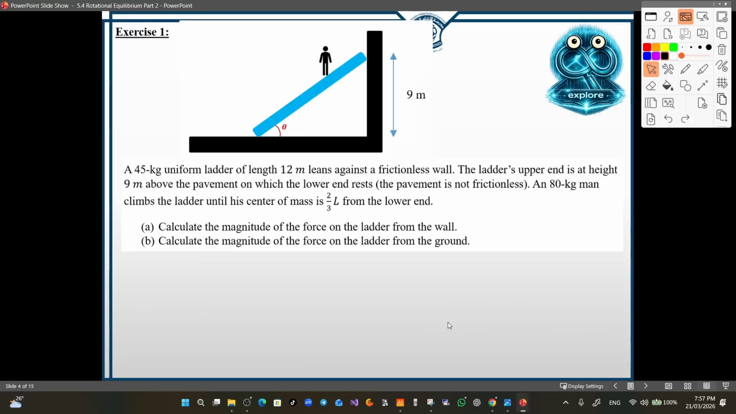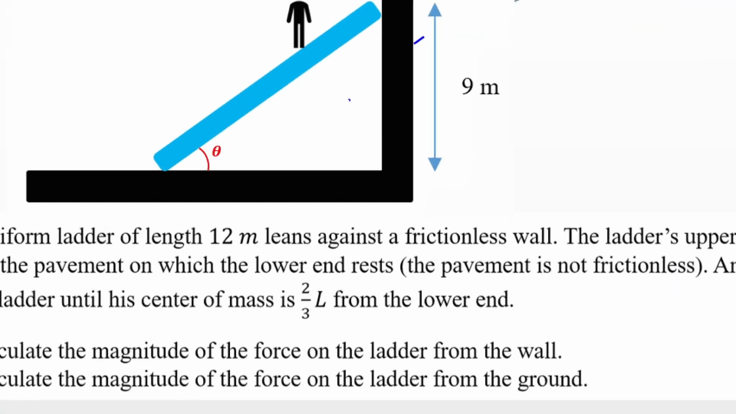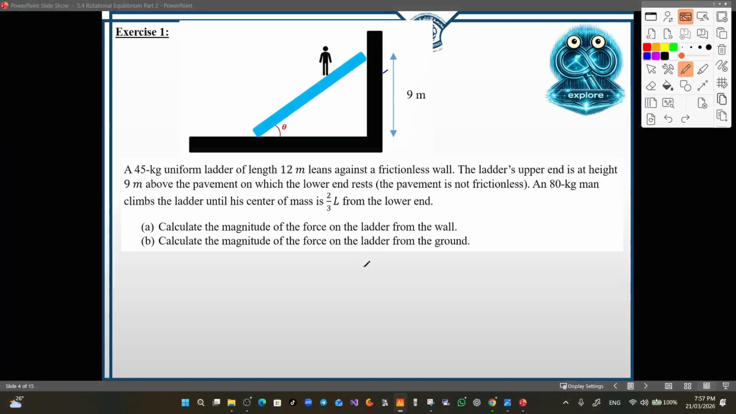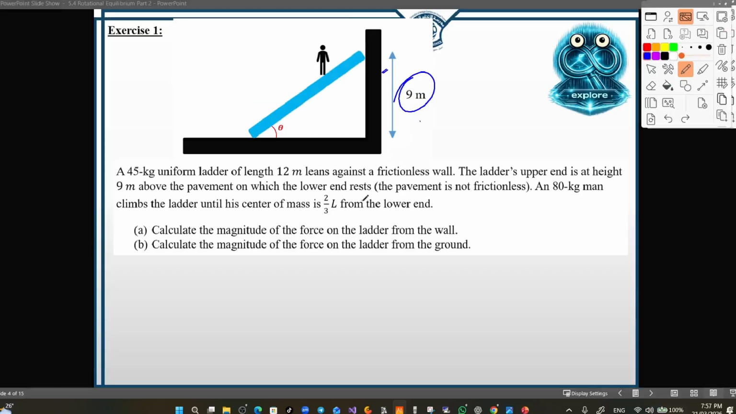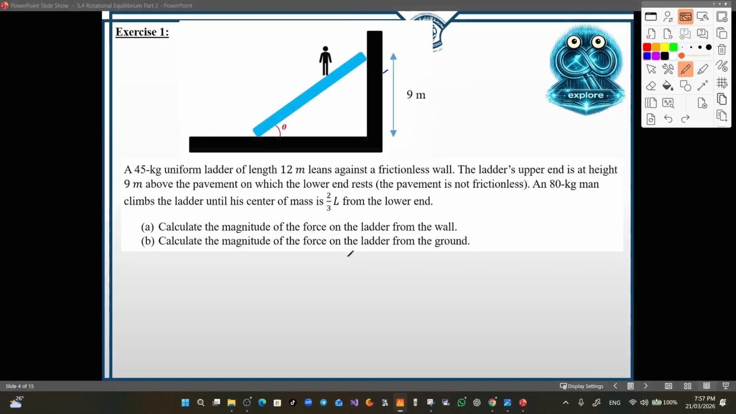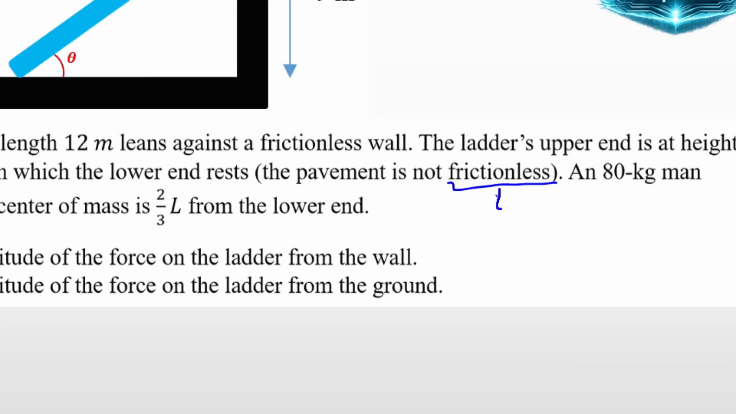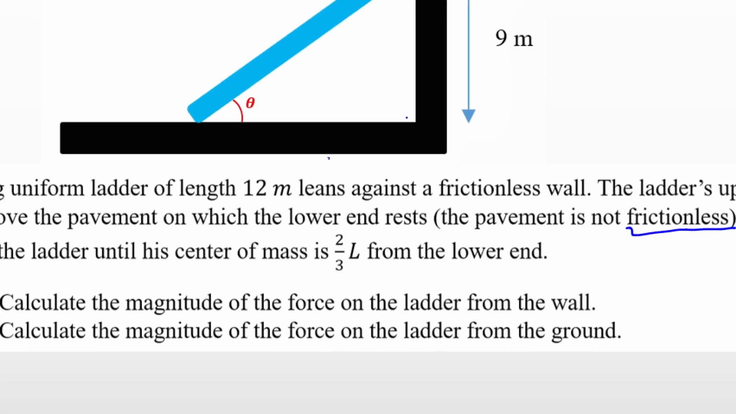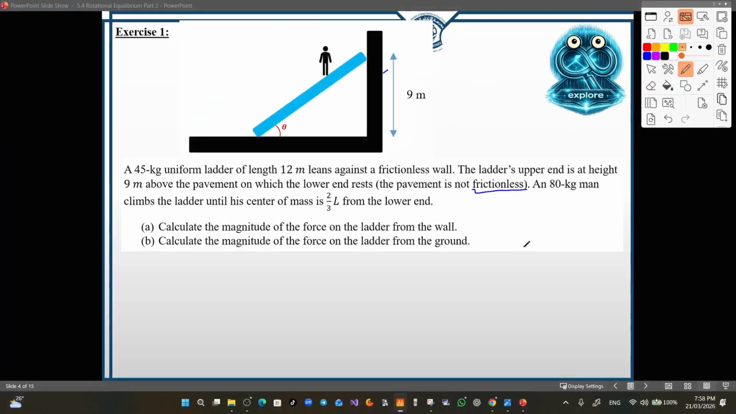Now, exercise 1. A 45 kilogram uniform ladder of length 12 meters leans against a frictionless wall. No friction between the wall and the ladder. The ladder's upper end is at height 9 meters above the pavement on which the lower end rests. The pavement is not frictionless, which means there is friction between the pavement and the ladder. And actually the friction exists here.